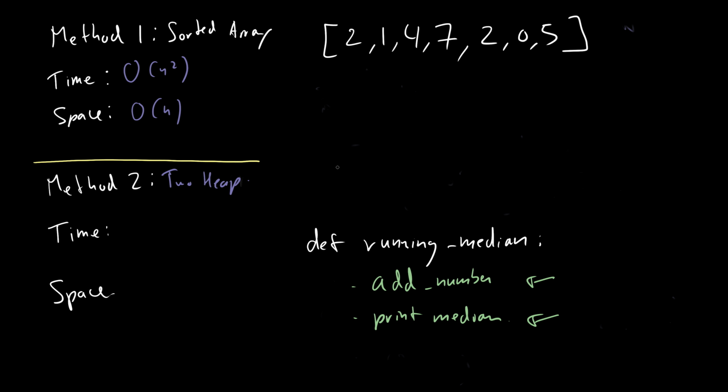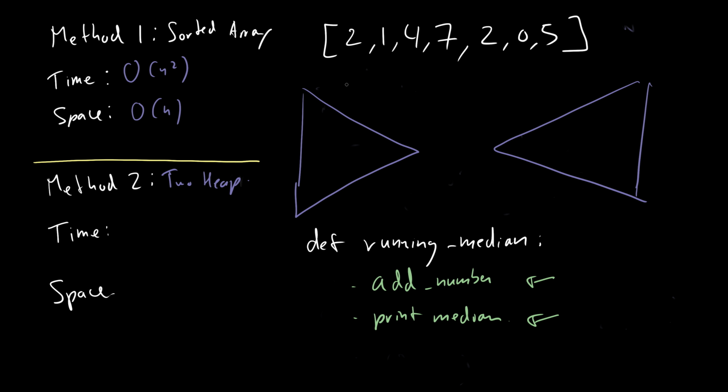So I'm going to draw them like this. Let's just say this is the 2 heaps. This is like a max heap, and this is a min heap. Okay. So the way to do this is actually pretty cunning. You want to add the number into either your min heap or max heap. And then every time you add a number, you also rebalance your heaps. So you add a number, you rebalance the heaps, and then you print median, right?